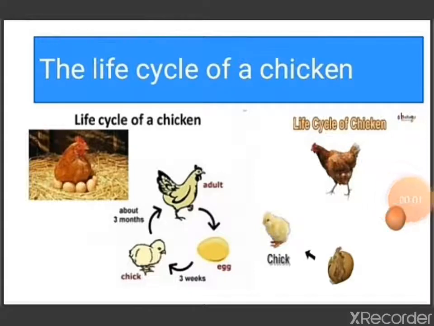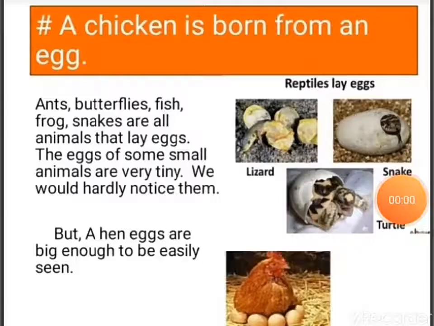So this is an image of the life cycle of a chicken. So now we will understand how the growth of a chicken takes place. Animals like crows, spiders, lizards, ants, butterflies, fish, frogs, snakes are all animals that lay eggs. The eggs of some animals are very tiny because these animals are very small. We would hardly notice them or see their eggs around us. But we know for sure that a hen lays eggs because her eggs are big enough to be easily seen.